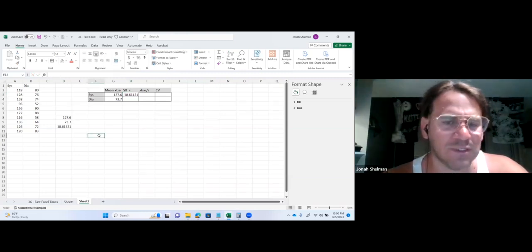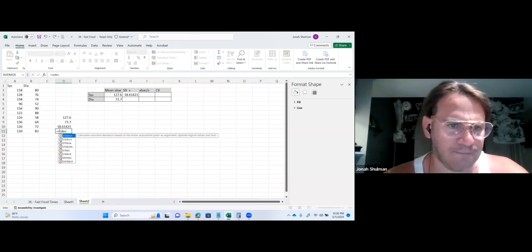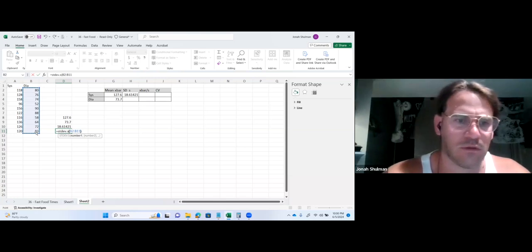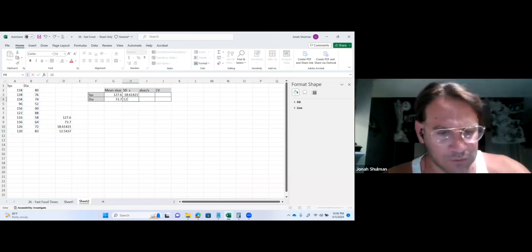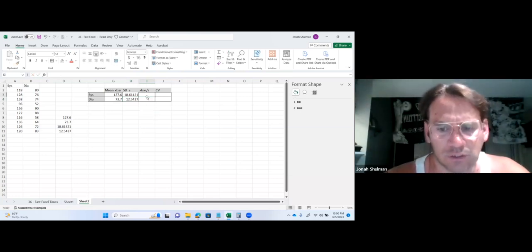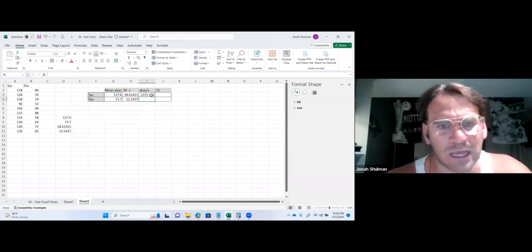18.61421. So we're going to be dividing it too. So equals 12.5437. Now, what is this one? Well, this one we're going to do the division. So we're just going to do equals this times this. Boom. And because we have it in Excel, I can just drop it.